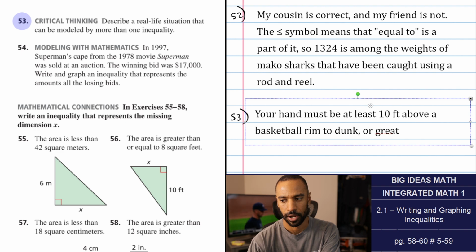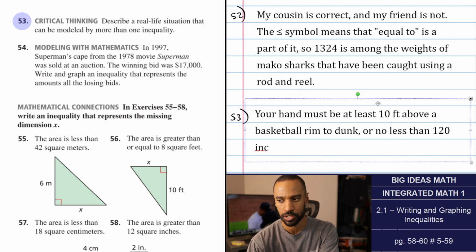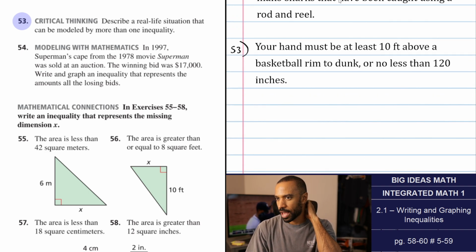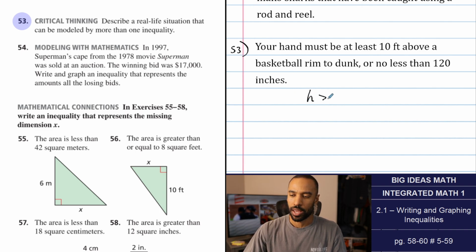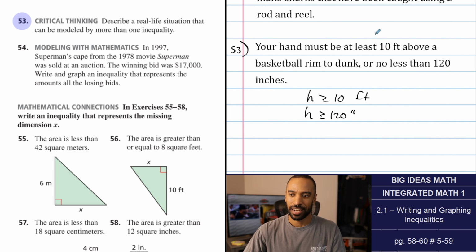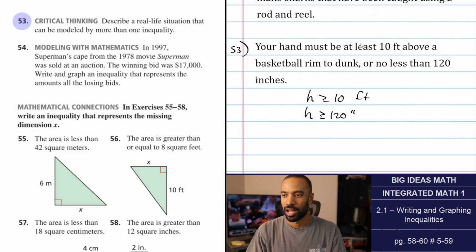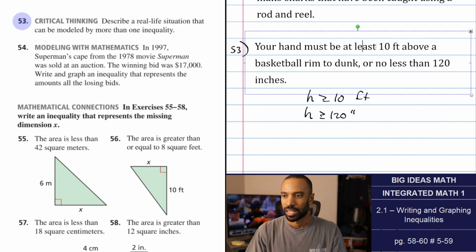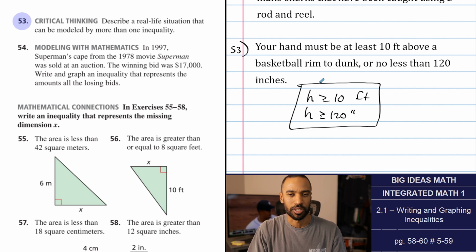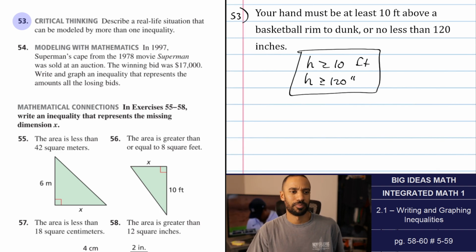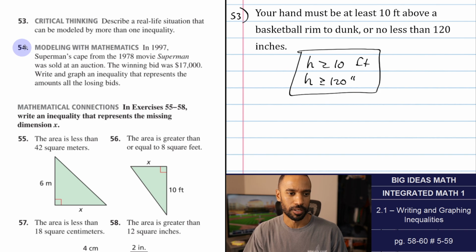Or no less than 120 inches. So I'm going to write two different inequalities for that. Your reach is greater than or equal to 10 feet and greater than or equal to 120 inches. I said at least; you probably have to exceed it in reality, but I'm just going to go ahead and say that. It made me think critically, and we'll see if I did it.